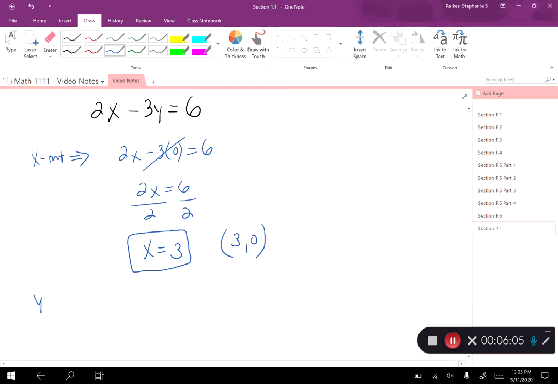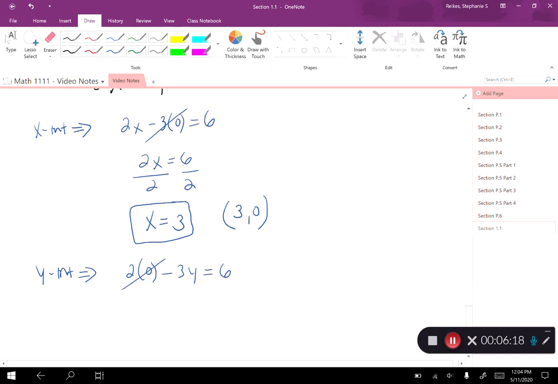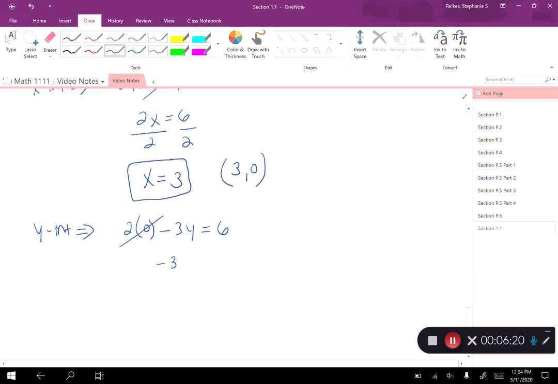Next, let's calculate the y-intercept. The y-intercept happens when your x value is 0, so plugging in 0 for x, let's solve for y this time. 2 times 0 is 0, so that disappears. You're left with negative 3y equals 6. Divide both sides by negative 3, and you get y equals negative 2 for your y-intercept. And if you would like to write that as a coordinate point, this time it would be 0, negative 2.